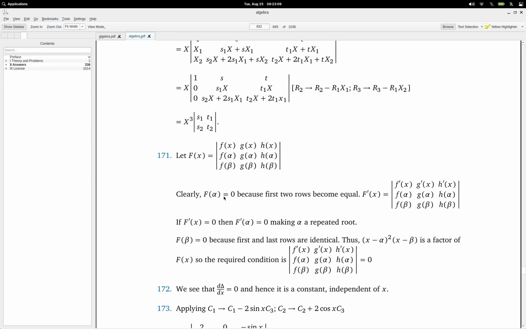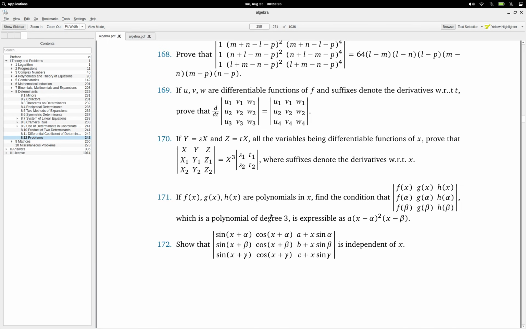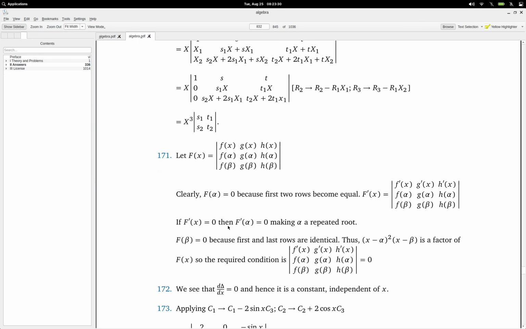So F of alpha is equal to 0, because the first two rows become equal if you substitute x equal to alpha. Now F dash x will have rows f dash x, g dash x, h dash x, and so on. Now F dash alpha is equal to 0, because alpha will become a repeated root there. Now F of beta is equal to 0, because the first and last rows are identical if you put x equal to beta. Thus x minus alpha whole square, x minus beta is a factor of F of x.